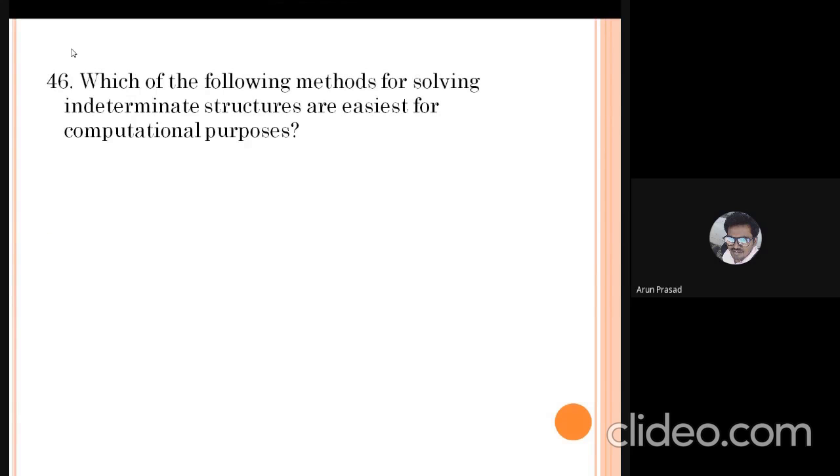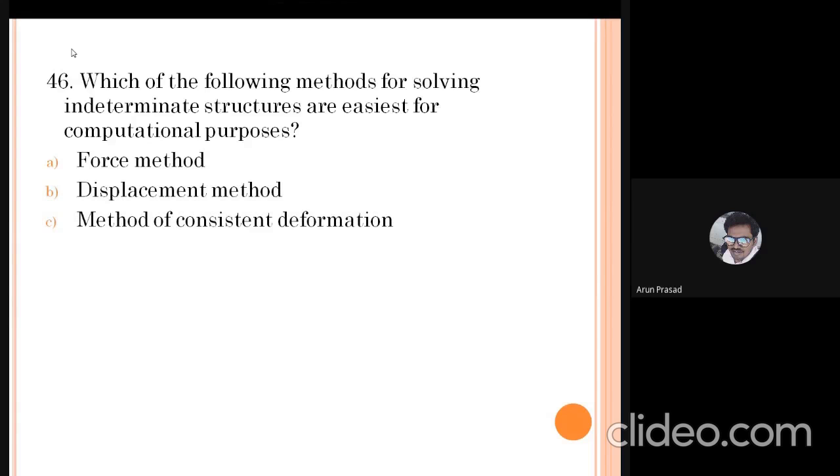So next, which of the following methods for solving indeterminate structures is easiest for computational purposes? Below some methods are given. Which method is easier for solving indeterminate structures? Force method, displacement method, method of consistent deformation, moment area method. So it will be the displacement method.